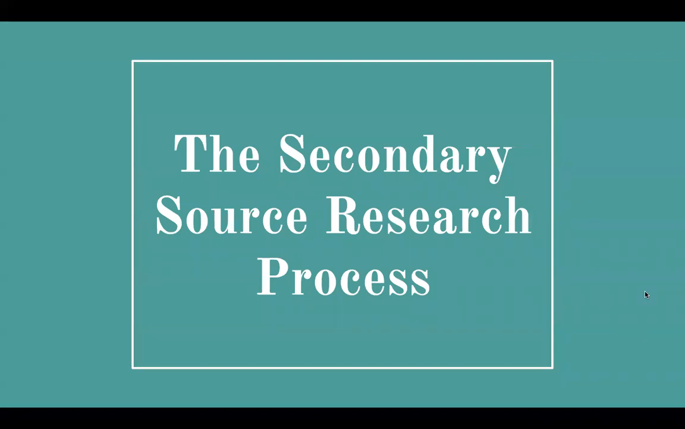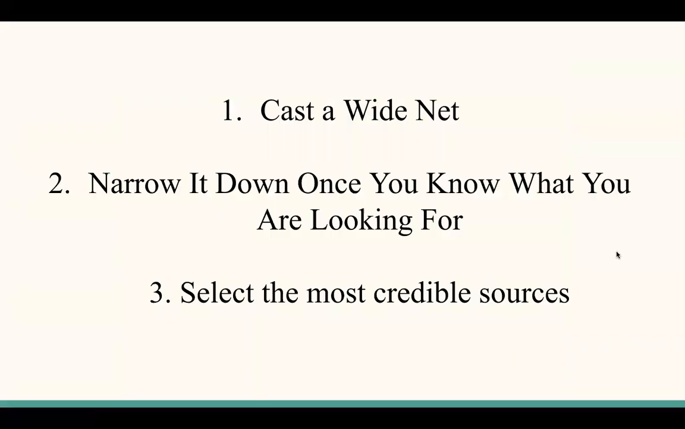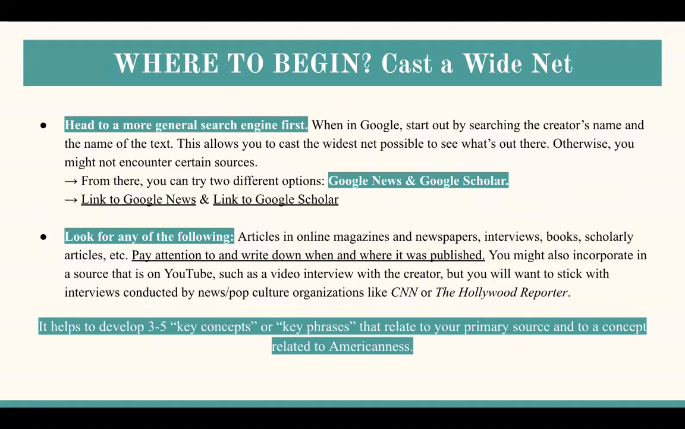All right, so now let's talk about the secondary source research process. So for this process, there are 3 steps of casting a wide net, narrowing it down once you know what you are looking for, and selecting the most credible sources. So where to begin is casting a wide net.